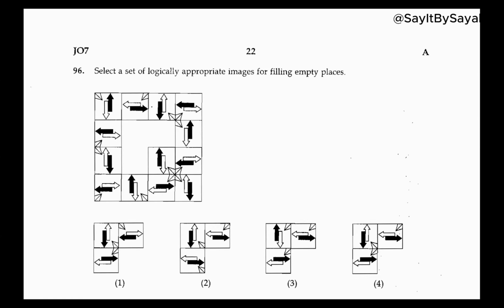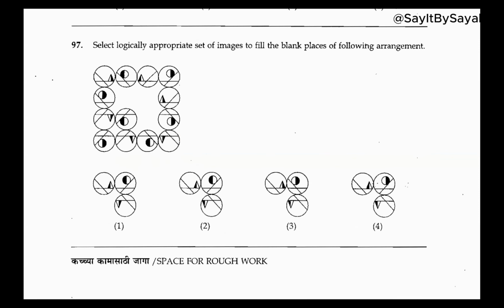Question number 96. Select a set of logically appropriate images for filling the empty spaces. Here you have to observe properly, the marks are getting completed, and the whole area should be completed. Look at the symmetry of the vertical and horizontal arrows, and the correct answer is 3. Now question number 97. Select the logically appropriate set of images to fill the blank places of the following arrangements, and the correct answer is 4.